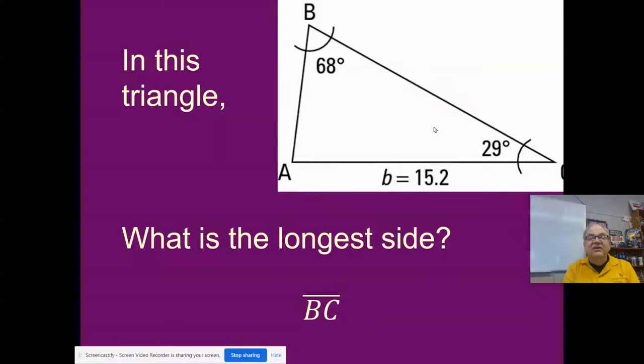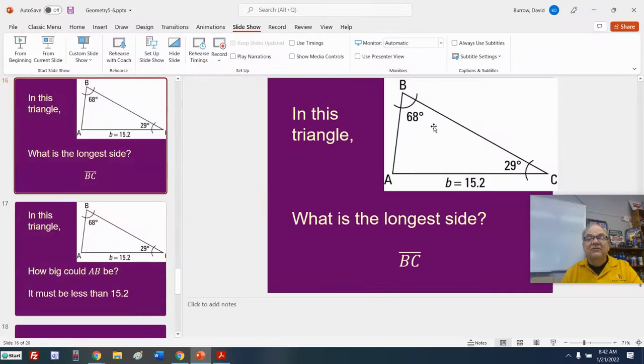The other question is, how long could AB end up being? I'm pretty sure that was the other question, yep. And when I look at that, I know that the longest side is going to end up being BC. AB would be the shortest side, and that means it's got to be less than 15.2. So somewhere less than 15.2 would end up being our answer for that one.